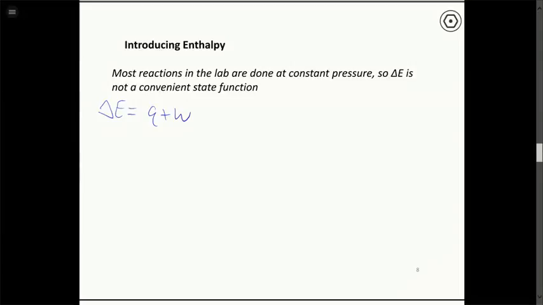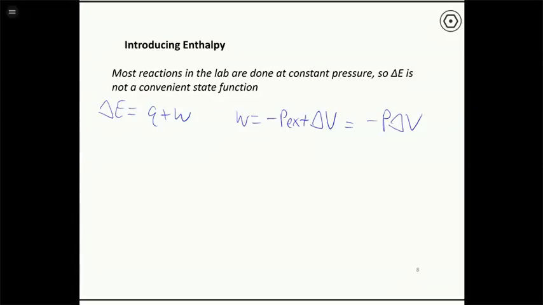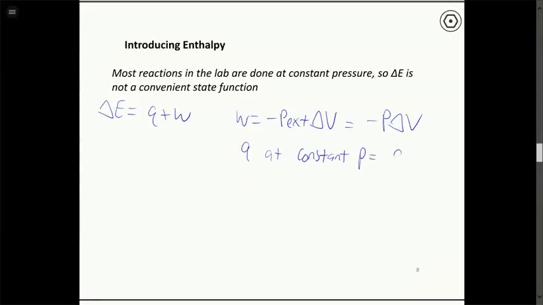And remember that if we're doing the reaction at a constant pressure, whatever process we're talking about, the work is going to be minus P external delta V, which, if the pressure is constant, we can just rewrite as minus P delta V. There's only one pressure to worry about if it's constant. And if we're measuring heat at that constant pressure, we can abbreviate that QP. We'll see later on also QV, which is heat measured at constant volume. But if we're measuring the heat and the pressure is constant, we can just abbreviate that QP to tell us that it's at constant pressure.